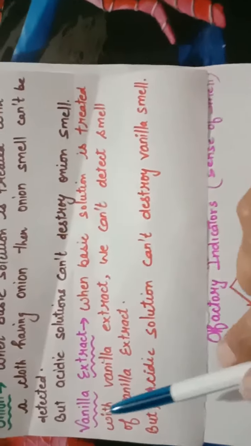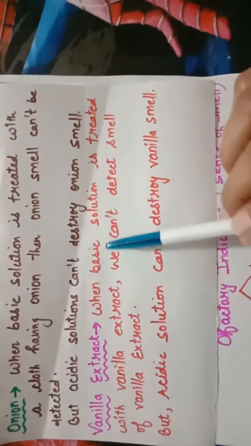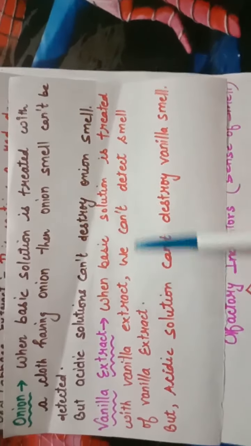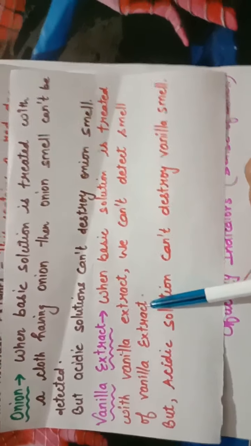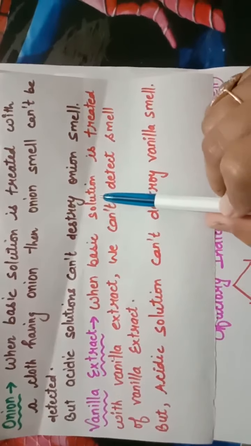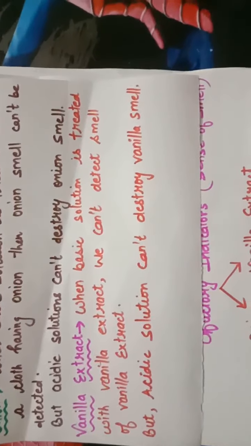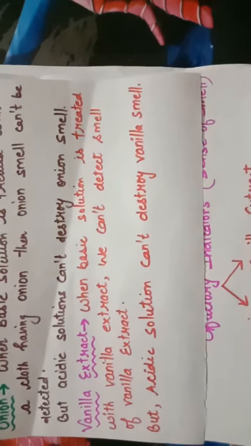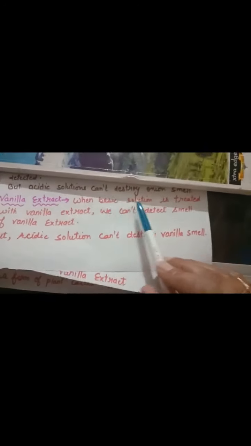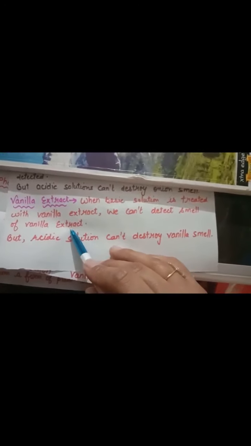Similarly with vanilla extract. When a basic solution is treated with vanilla extract, we cannot detect the smell of vanilla. That means vanilla extract combines with the basic solution and gets converted into different products, so we cannot detect its smell. But an acidic solution can't destroy the vanilla smell. So if we use an acidic solution, then we can smell vanilla. Otherwise, if we use a basic solution, then we cannot detect the smell of vanilla extract.